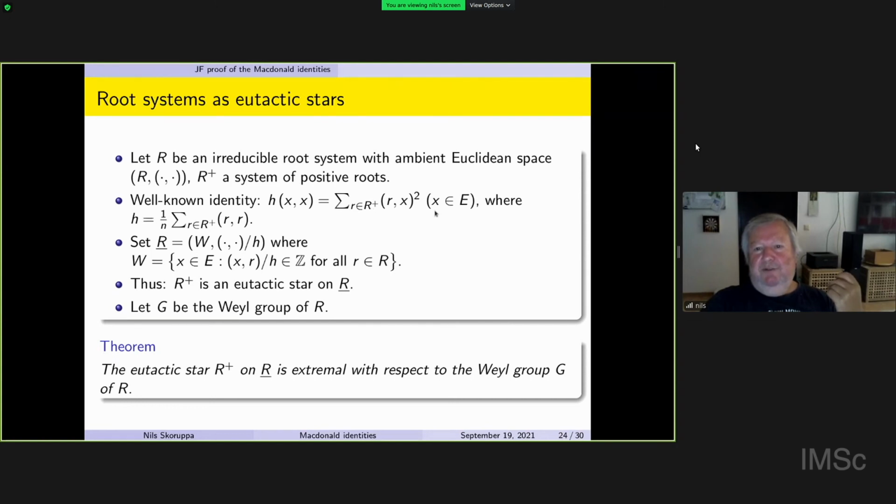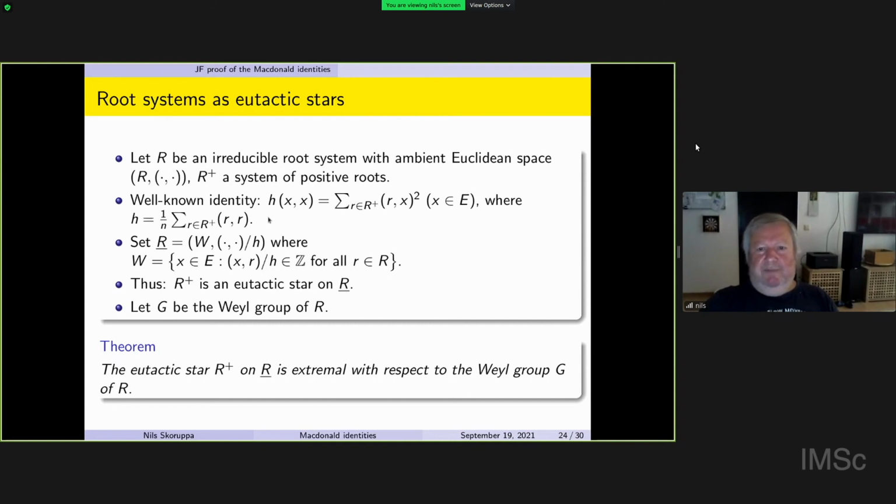And that is an identity which is true for all elements in the ambient Euclidean space that you have here. And here comes some number H coming in. Sometimes it's the so-called Coxeter number of the root system, but not in general, if it's not a pure root system. So it's just this number that I put here. Sometimes it's the Coxeter number, if all roots have the same length, otherwise not.